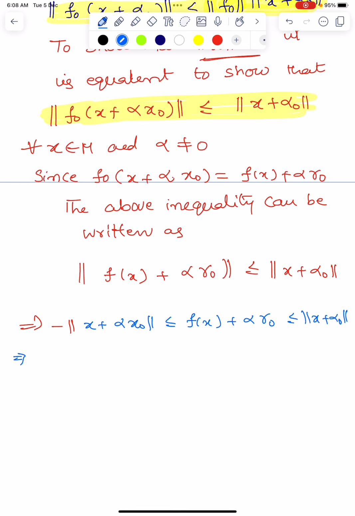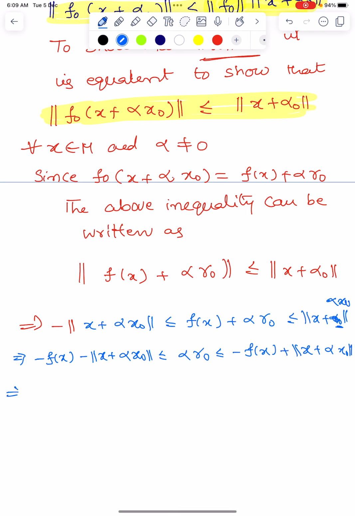Again, this can be written by subtracting f of x: minus f of x minus norm of x plus alpha x naught is less than or equal to alpha r naught, which is less than or equal to minus f of x plus norm of x plus alpha x naught. Here also you have to write alpha x naught. This is not x naught.